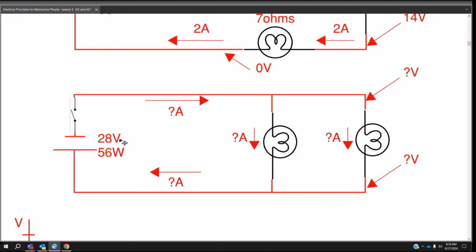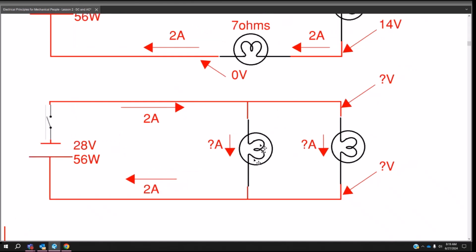So same numbers. How many amps have I got going through here? Still 2. Yes. We'll go ahead and finish that out. How many have I got coming in here? 2. Yes. So if these loads are the same, how many amps have I got going down this branch, and how many amps have I got going down this branch? I feel like this is a trick question, but I'm gonna say 1 on each of them. It is not a trick question, actually.